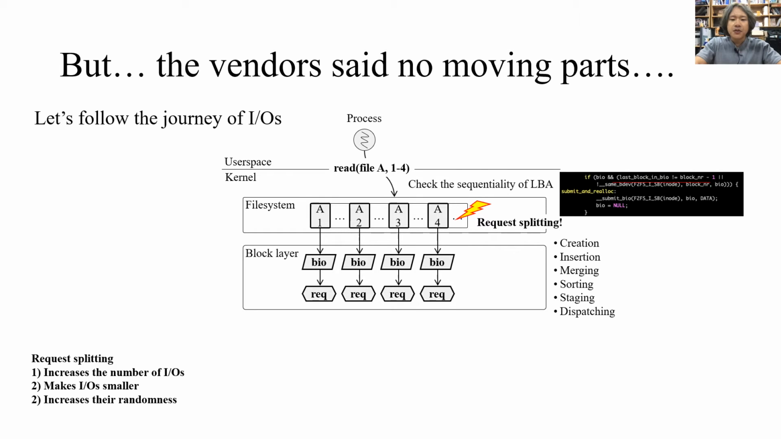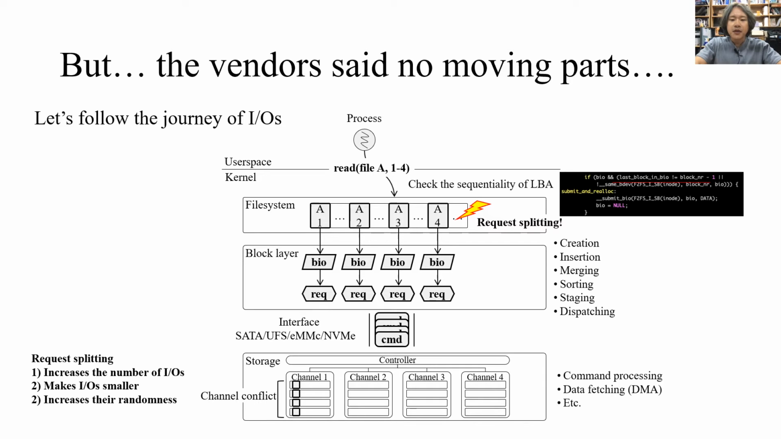Afterwards, the I/Os experience the block layer which performs request creation, queue insertion, merge, sort, staging for scheduling, and even dispatching. And then I/Os are transferred to the storage through I/O interfaces, and finally the corresponding data will be fetched from the storage chips. SSDs utilize multiple parallel units to maximize I/O performance. However, fragmentation decreases the size of I/Os and increases their randomness, which hinders efficient utilization of internal storage resources. Like this, fragmentation significantly increases kernel overheads, interface overheads, and resource conflicts inside the storage.